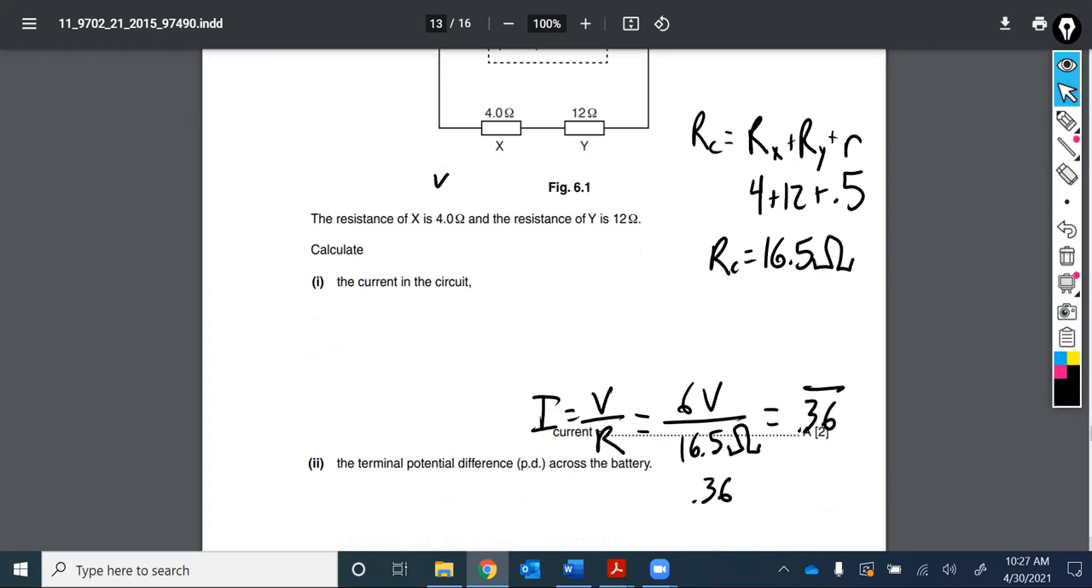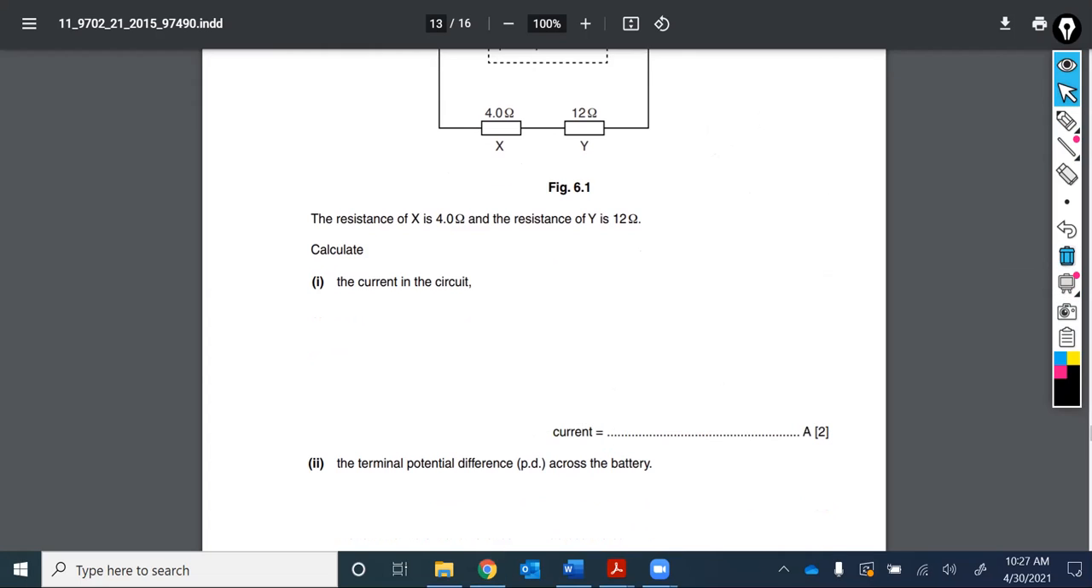The terminal PD across the battery is the next thing to calculate. So keep in mind that there is 0.36 amps in this series circuit. And the terminal PD across the battery, what's an equation for that? V equals E minus IR, the one we used for our lab work this week. Terminal PD is this one. The e.m.f. they said was 6 volts.